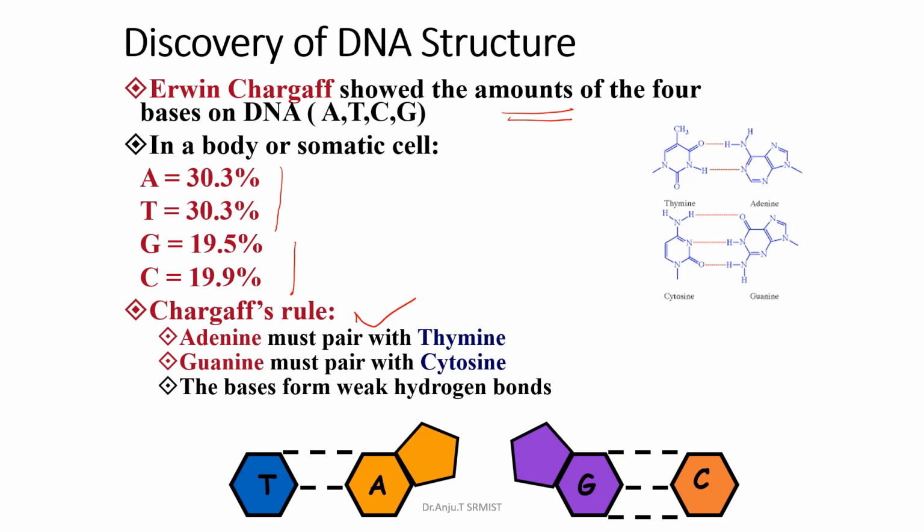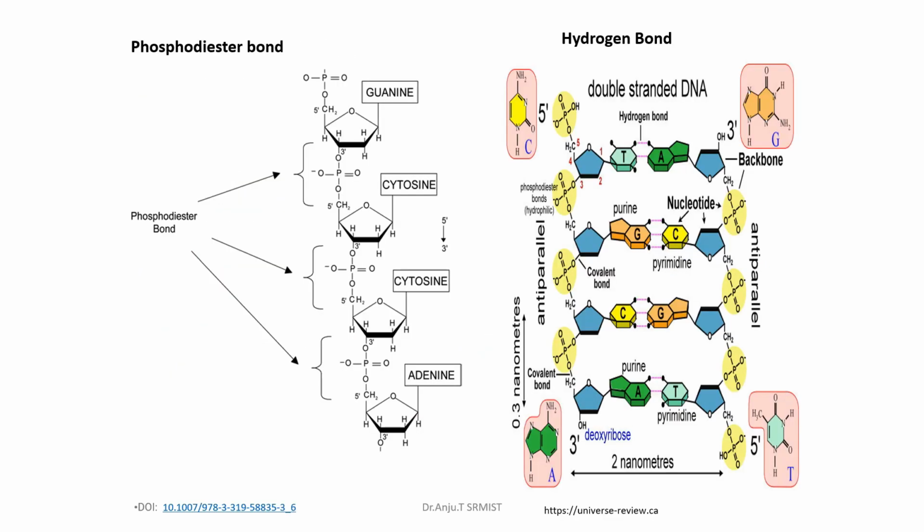How do they pair? By forming hydrogen bonds. The number of hydrogen bonds between adenine and thymine is 2, and between cytosine and guanine, 3 hydrogen bonds are formed. So we said that the DNA has a double helical structure.